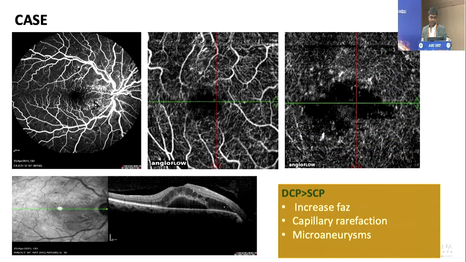Another case, you can see macular edema, aneurysmal dilatations. You can see these aneurysms and altered FAZ here, and again we need to check where the scan is really passing through when we come to a conclusion or say that this is a drop in vascular supply.